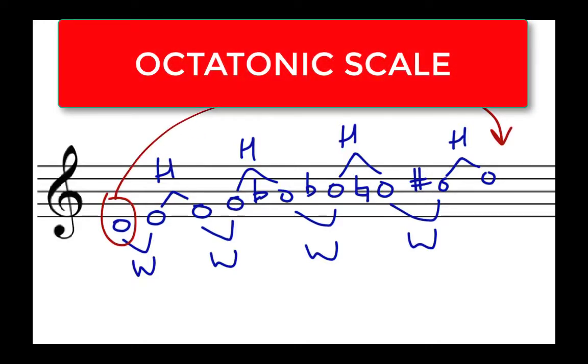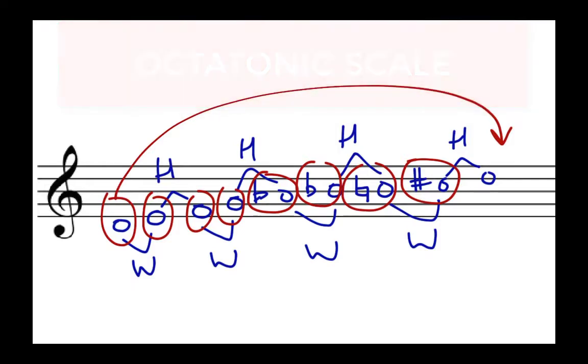It's also called the octatonic scale because there's 1, 2, 3, 4, 5, 6, 7, 8 notes before you repeat, whereas in the major scale there would be 7. So octatonic or diminished scale. Let's hear the sound of this.